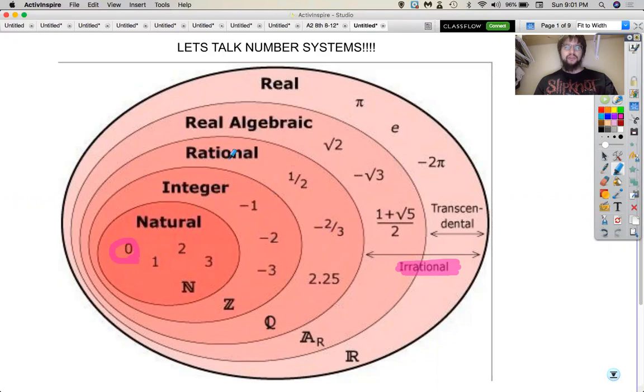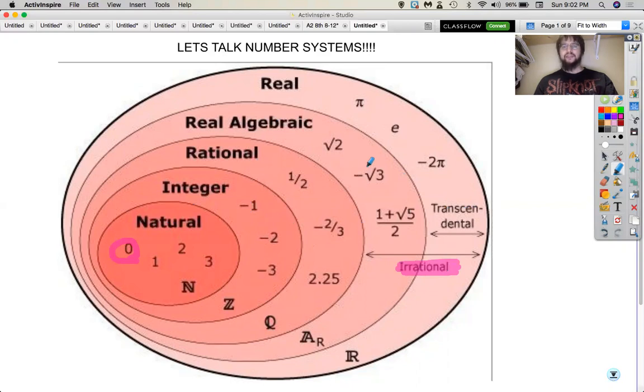Rational numbers. So the rational numbers include everything that can be written as a fraction. So a half, -2/3, 2.25. Anything that has a repeating or terminating decimal is rational. It also includes all of your integers and all of your natural numbers. Real algebraic, we're not going to talk about. However, we will combine those with the transcendental numbers to talk about irrational numbers.